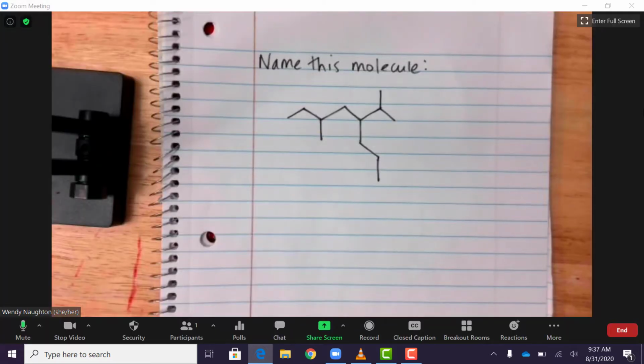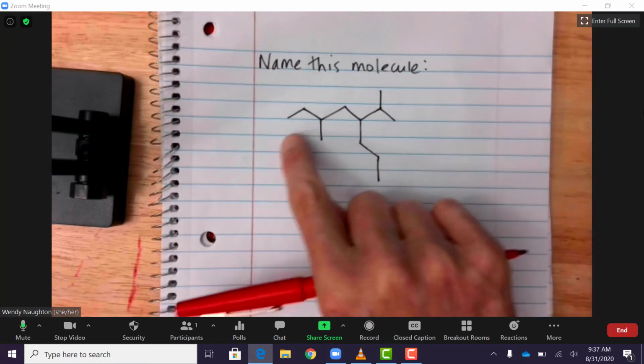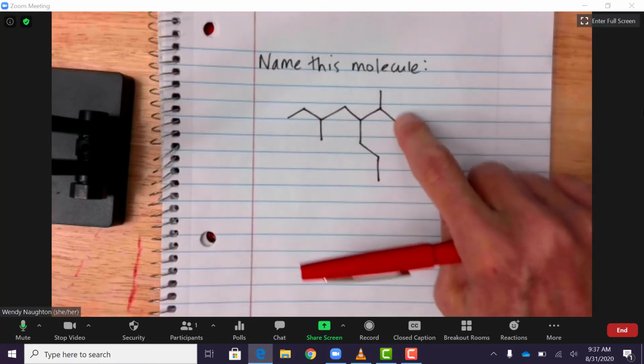Okay, well, now that I showed you those common substituents, why don't you pause the video and take some time to try and name this molecule right here. All right, and you're back. The first thing that we need to do is figure out the longest chain of carbons in this molecule. If we go across, we have 2, 4, 6, 7.